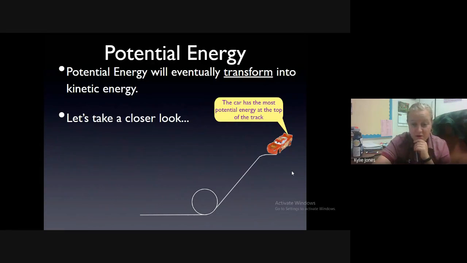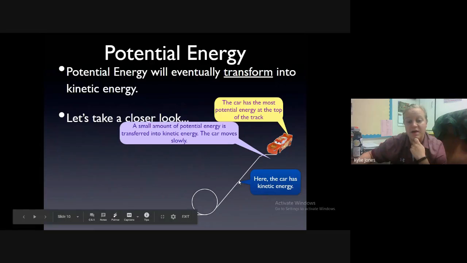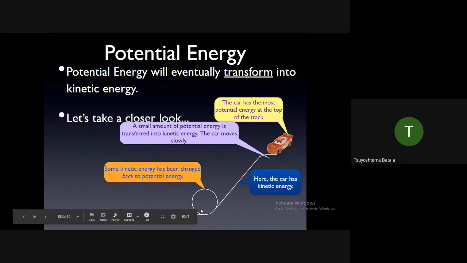So let's take a closer look. The car has the most potential energy at the top of a track. So Lightning McQueen here. Then a small amount of potential energy is transferred into kinetic energy, and the car starts to move slowly. About here on the track, the car has kinetic energy because it's going down the track. It's moving.